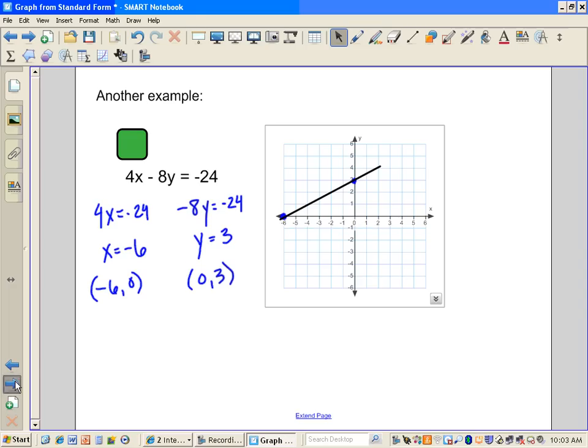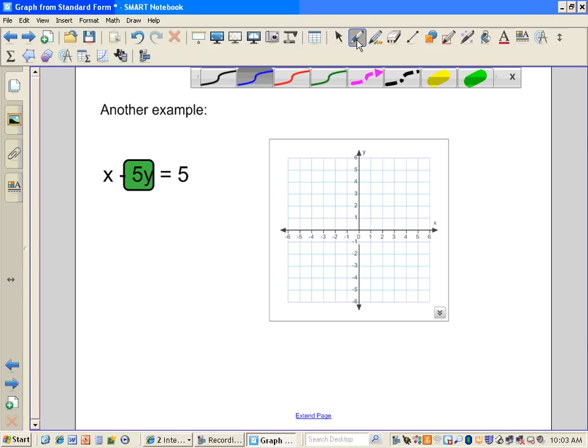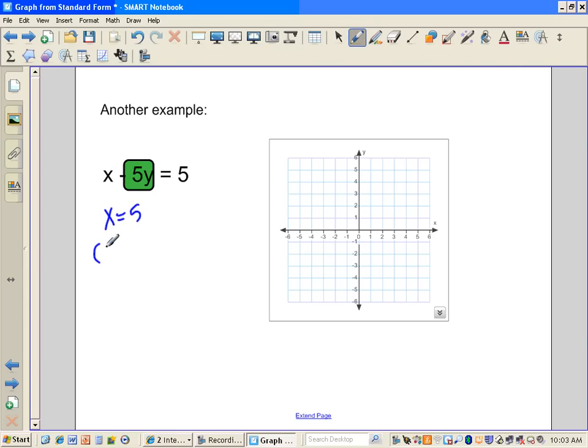I think I have one more example for you. Here's an example where the value in front of the x is a 1 if there's nothing there. So I cover that up. Oh my gosh, that one's transparent. That's so funny. Anyway, well, if I cover that up, then I can see right away that x is equal to 5. So I know right away that my x-intercept is 5, 0.